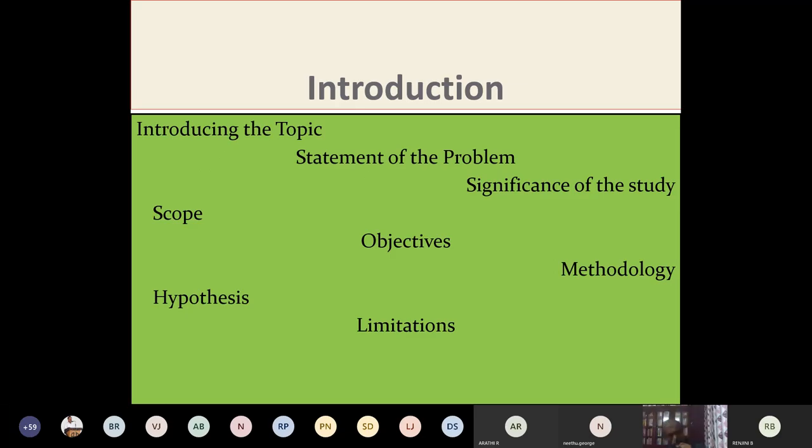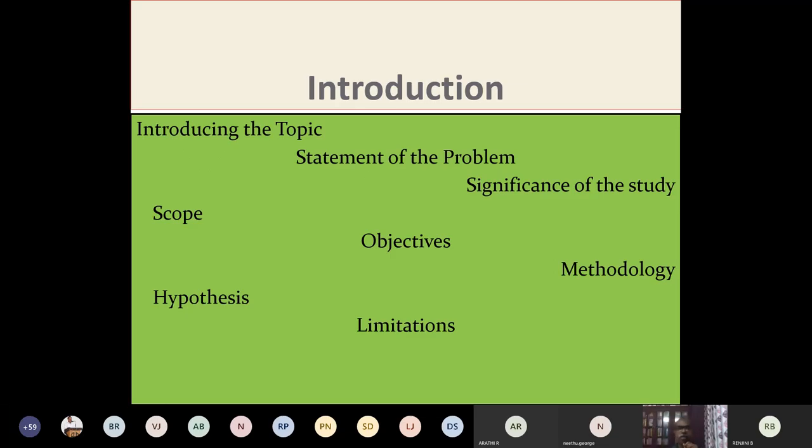Okay, then about objectives, we will definitely discuss in detail. Then methodology also, we will discuss in detail. Then we need hypothesis, and last, we need limitations. So the subheadings coming under the first chapter will be introduction, statement of the problem, significance of the study, scope of the study, objectives of the study, methodology, hypothesis, and then limitations. Objectives, methodology, and hypothesis, we will deal with in detail.